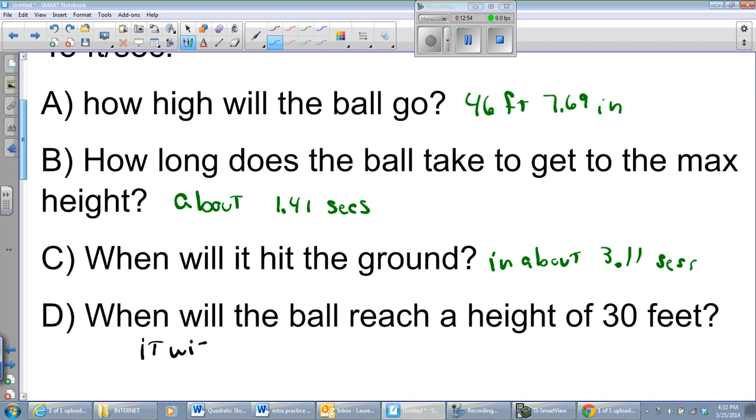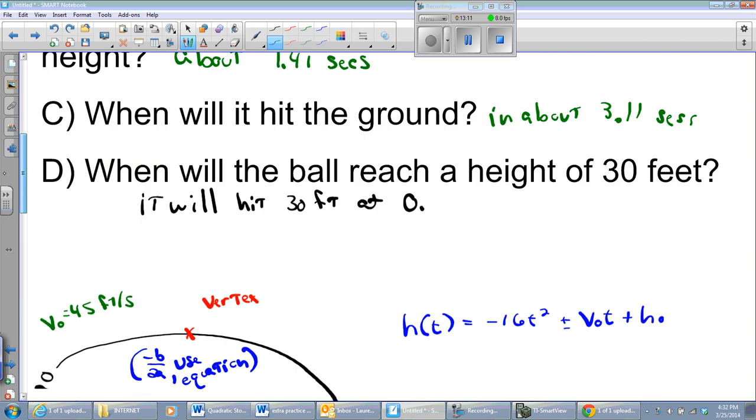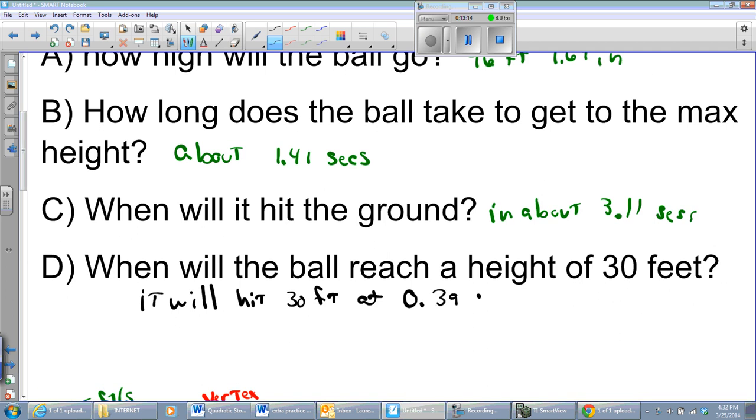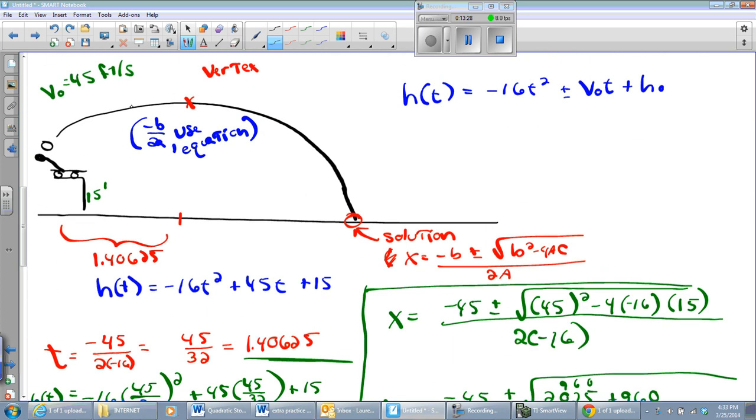So it will hit 30 feet at 0.39 seconds, and again at 2.43 seconds. And those are rounded answers, of course. All right, so it might hit it, say, here. And then it's going to hit again over here because of symmetry.